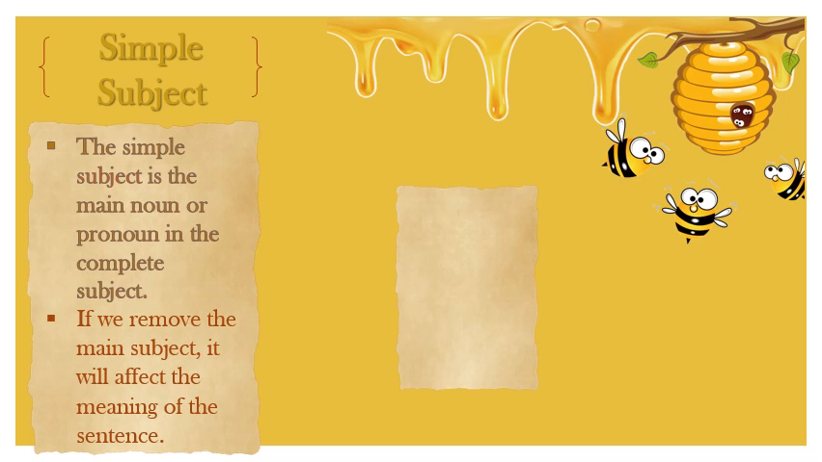If we remove the main subject, it will affect the meaning of the sentence. I will not know who I'm talking about. So the simple subject is a part of the complete subject. It's the main noun or pronoun.